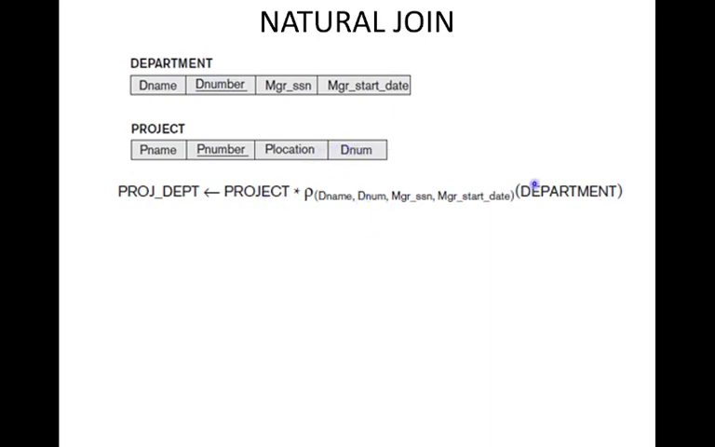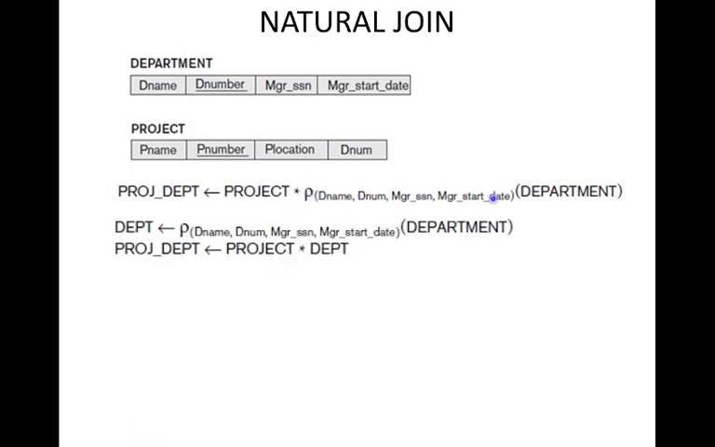So we have to make the department attributes also dnum. Dnum, manager, assistant, the rest is the same attribute. So we are renaming this attribute, so then only we can perform this natural join. So this is the natural join operation, or we can write it in two steps.